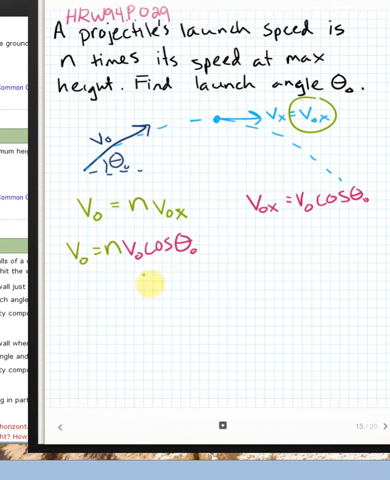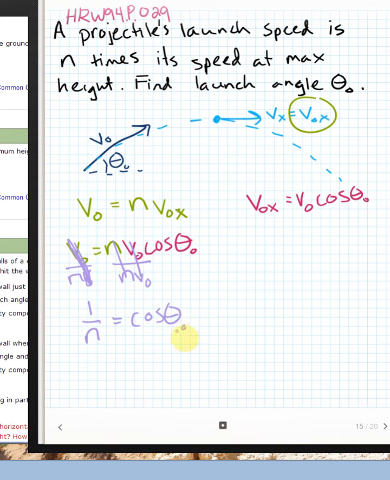I want to solve for theta, so I got to get rid of everything else. So let's get rid of everything else by dividing by n and v naught. So these are gone. Notice these are gone too. So what I end up with is 1 over n equals the cosine of theta.